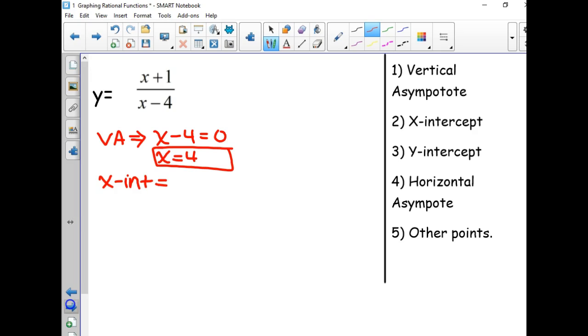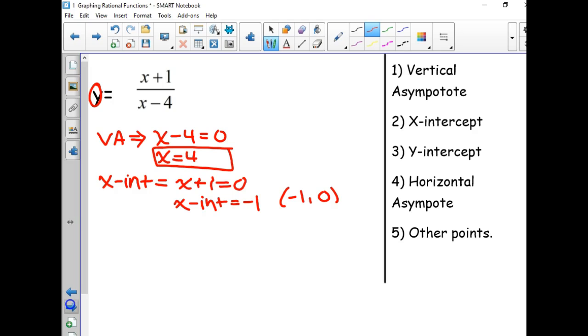Yes, and remember why we set the numerator equal to 0. Because we want this fraction to be 0, because we know the x-intercept makes y 0. That's important if it gets more difficult, because it will. Okay, but right now we just set that numerator equal to 0. x plus 1 is equal to 0, and what's x equal to? -1, and my x-intercept is equal to -1, or you write it as a point, (-1, 0).